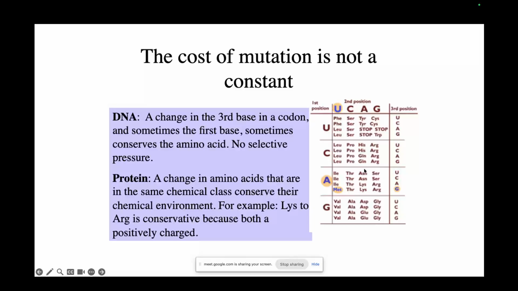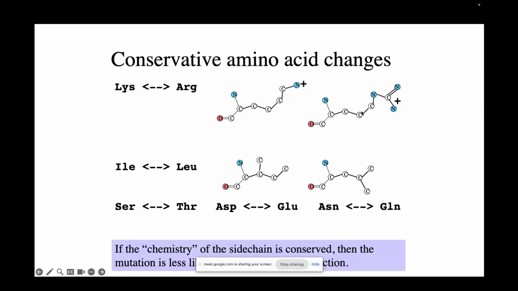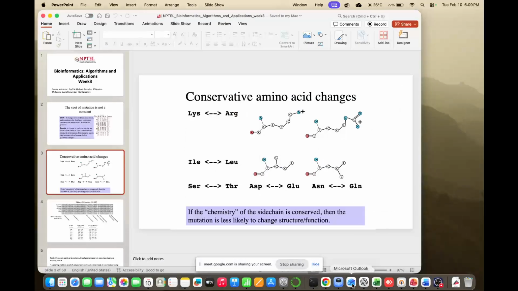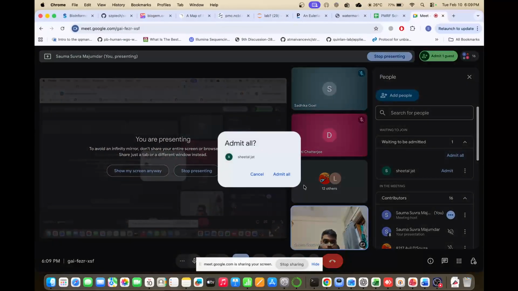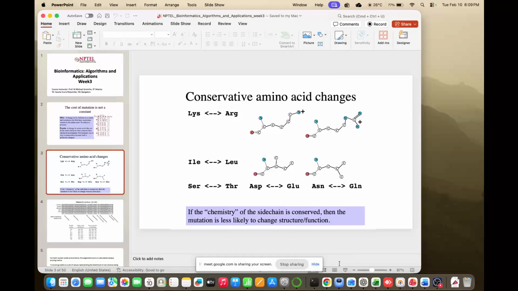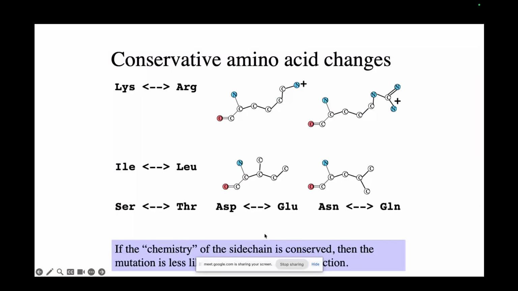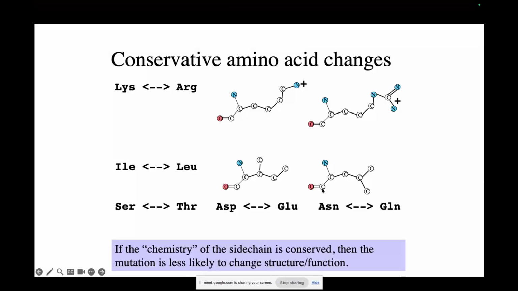Lysine and arginine are very similar in nature. Both are positively charged. Isoleucine and leucine are also similar in their structures. So are serine and threonine, or aspartic acid and glutamic acid. The general idea is that if your side chain chemistry is similar, then the mutation is less likely to change structure or function.